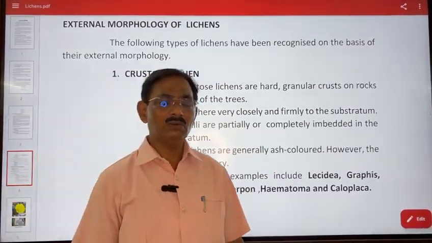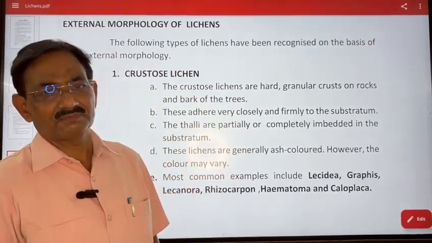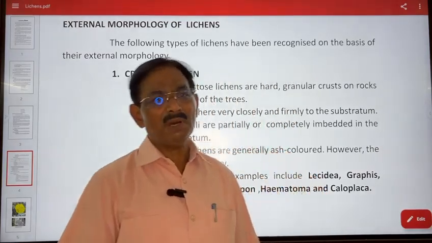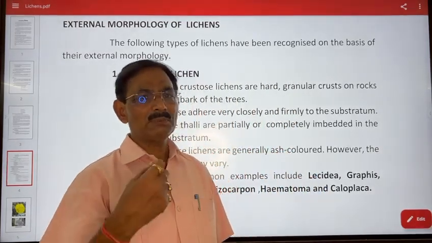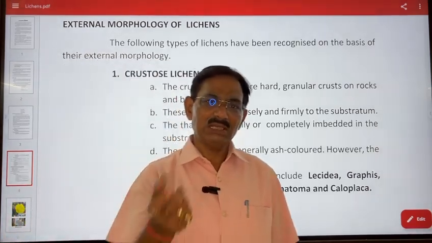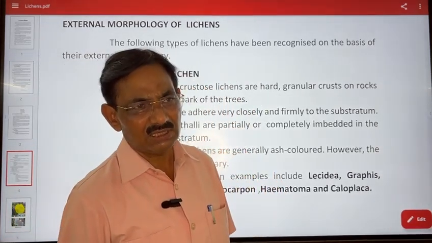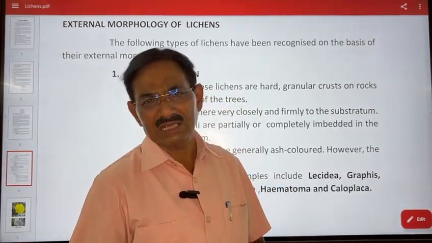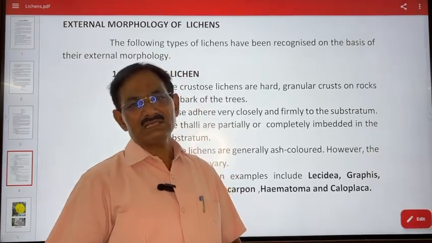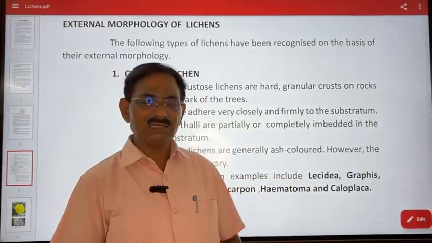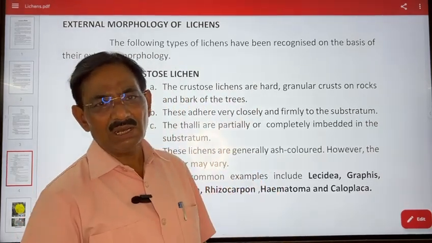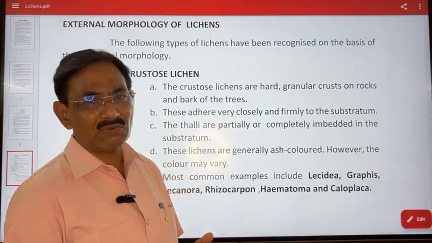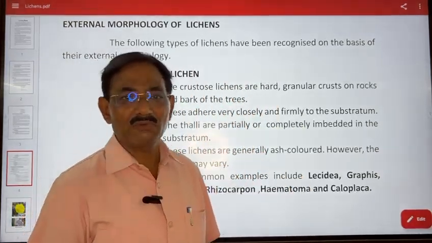Today I will introduce you to lichens. Lichens are dual organisms. They are formed by the association of two types of organisms: one is alga and another is fungus. Association of the algal component and the fungal component makes lichens. In Hindi, lichens are called saivak because they are made up of saival as well as kavak. So that association of saival and kavak is known as saivak.